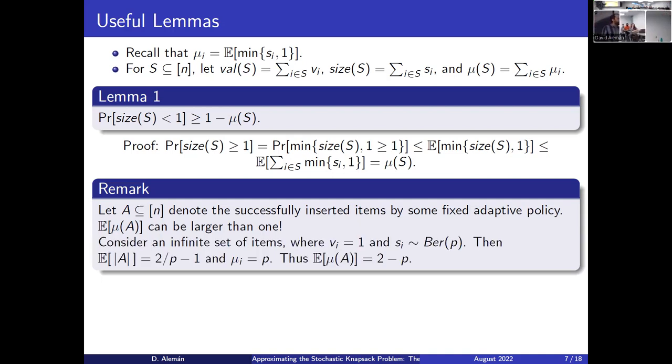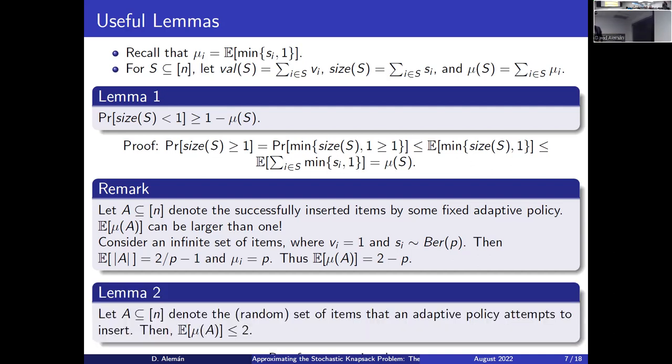You can consider that we have an infinite set of items where Vi is equal to one and S of I is a Bernoulli random variable with probability P, then this is sort of similar to a negative binomial. So the expected value of the size of A is easy to show that that's equal to two by P minus one. And we know that mu of I is equal to P for all I, and hence the expected value of mu of A is this quantity times this quantity, that is two minus P. So if P is very small, that expected value can be arbitrarily close to two.